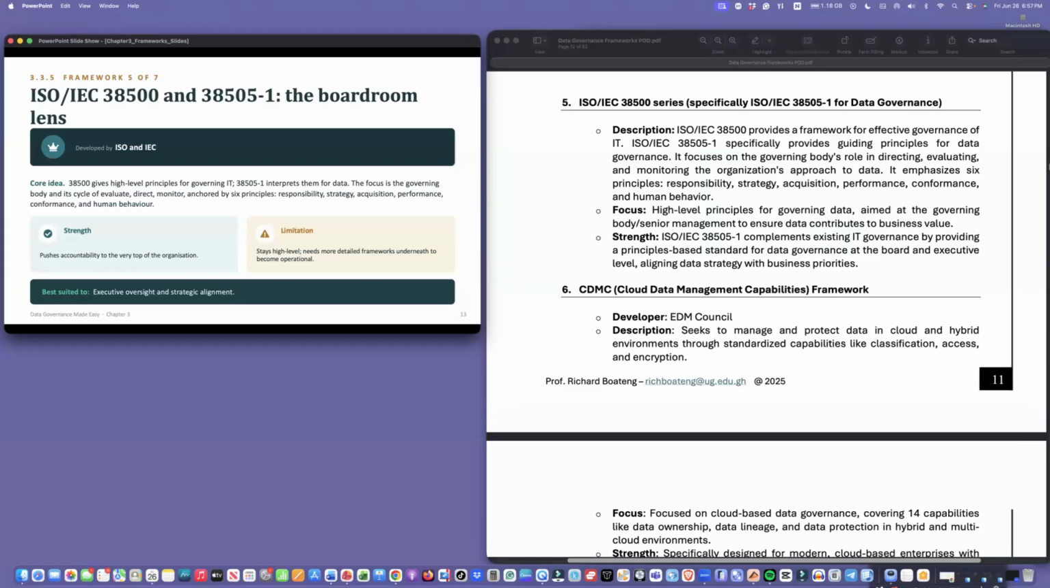It's just like COVID-19 having an opening for all IT infrastructure. There are components of the framework that look at data. The same here for ISO. ISO 38505-1 looks into the principles for data governance. It focuses on the governing body's role in directing, evaluating, and monitoring the organizational approach to data. It has 6 key principles, and they encourage executives to ask questions alongside this one.